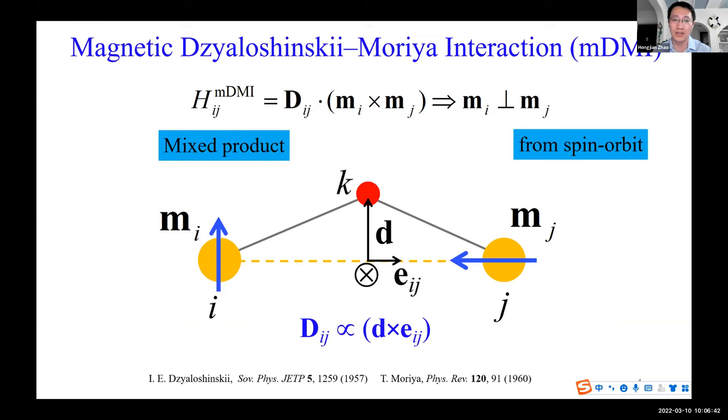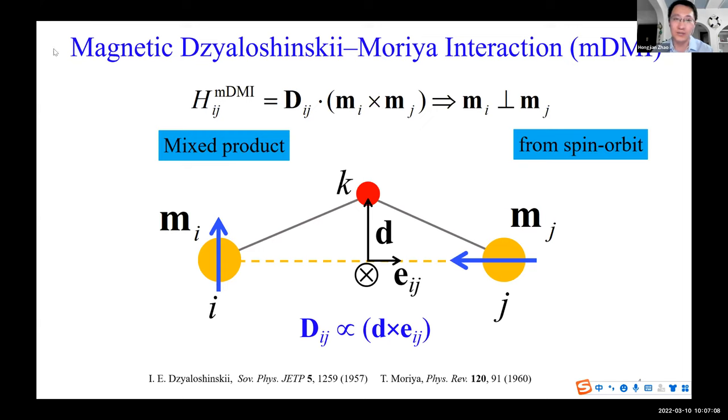Then in the mid last century, the physicist Dzyaloshinskii discovered an interaction, the so-called magnetic DMI. This interaction is used to interpret the non-collinear magnetism in ferrites and some other materials. Soon after that, another physicist, Professor Moriya, introduced some theories giving the microscopic origin of the magnetic DMI.